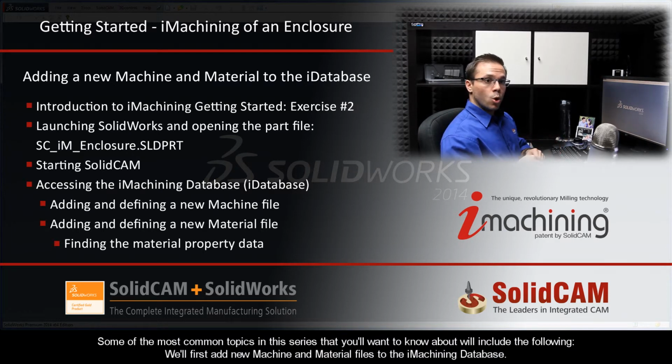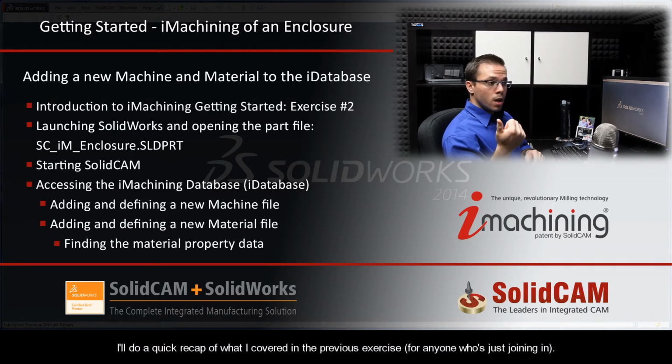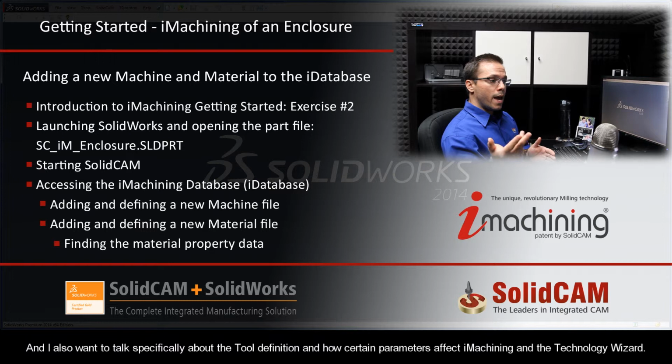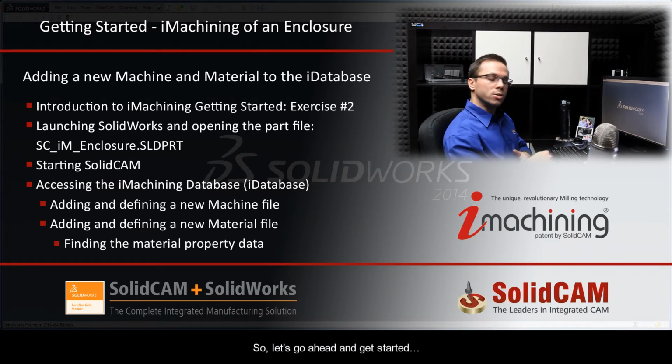We'll add new machine and material files to the iMachining database. I'll do a quick recap of what I covered in the previous exercise for anyone who's just joining in. I'll also cover the iMachining Technology Wizard and the interface in greater detail. We'll then take a look at using the iRest technology type prior to finishing with iFinish. And I also want to talk specifically about the tool definition and how certain parameters affect iMachining and the Technology Wizard. So let's go ahead and get started.